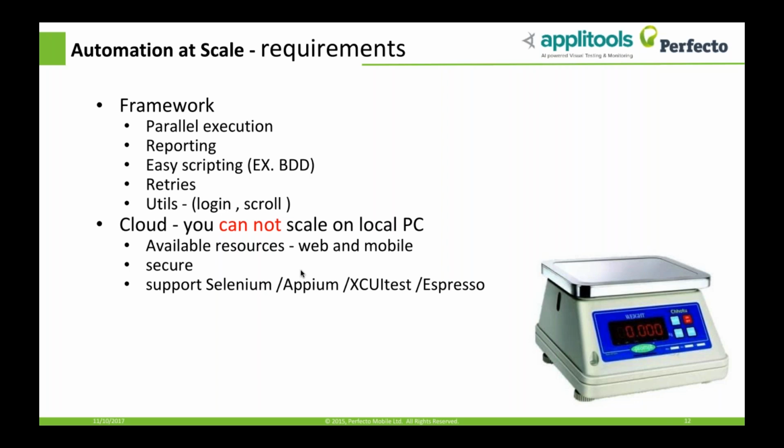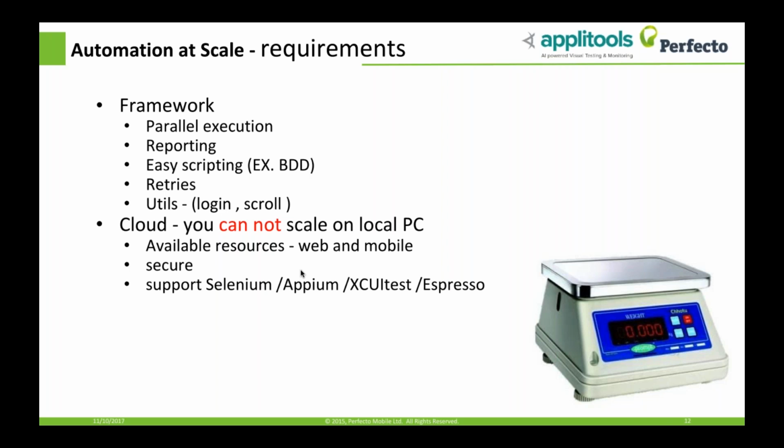And another thing, if you want to have an automation that scales, is you must have a cloud. Any cloud, but you must have a cloud. You cannot run it on the local PC. First of all, you need a cloud that gives you all the resources, web and mobile together. One cloud, one execution session, one reporting system.